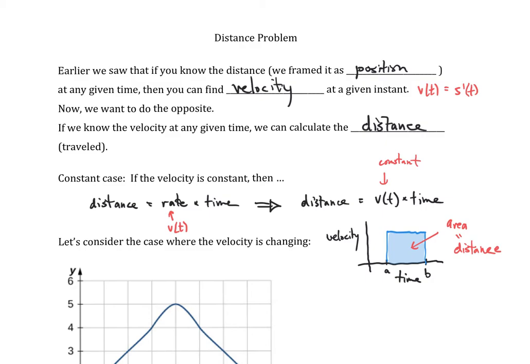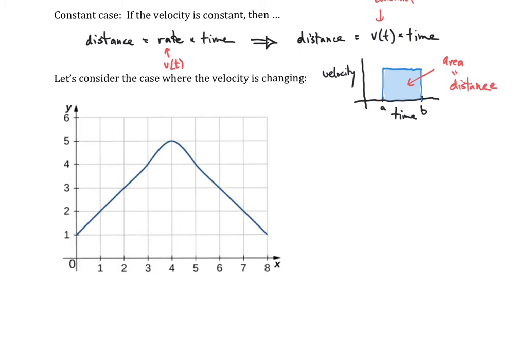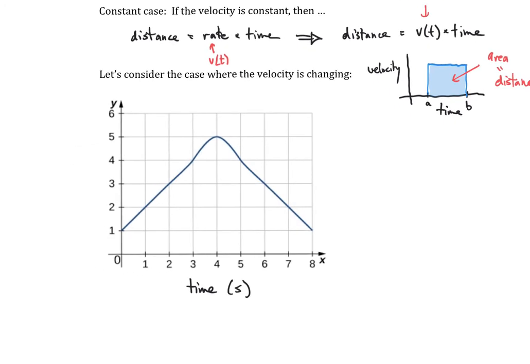Now we want to consider the case where the velocity is changing. So it's not going to be a constant. It's not going to be a constant horizontal line. Instead, it's going to be changing, like something like this. Here's an example. All right. So I want to label my axes over here. I'm going to label the bottom axis time, and let's pretend that this is measured in seconds. And then I'll label my y-axis velocity, and let's pretend that in this case, it's going to be meters per second.